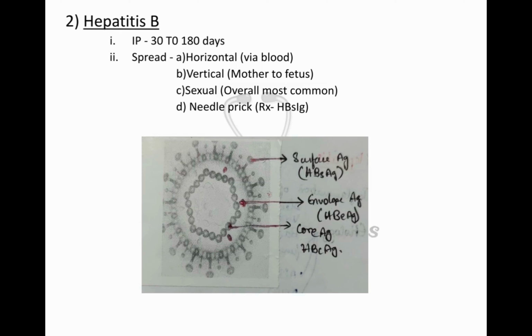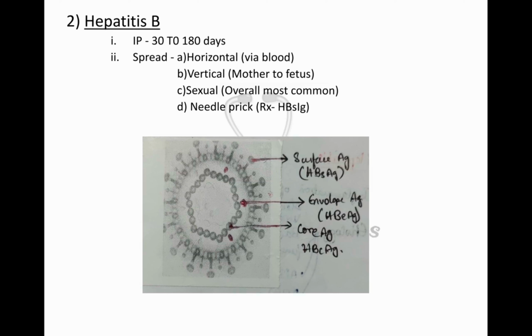The incubation period of hepatitis B is 30 to 180 days, and it may spread through horizontal, vertical, sexual, and needle pricks also. Horizontal means blood transfusion, and vertical means mother to fetus. The overall most common transmission of hepatitis B is sexual. If someone is exposed to hepatitis B with a needle prick, then hepatitis B immunoglobulin should be injected within 24 hours of exposure, and there should be post exposure vaccines too, but immediately we should give the immunoglobulins.